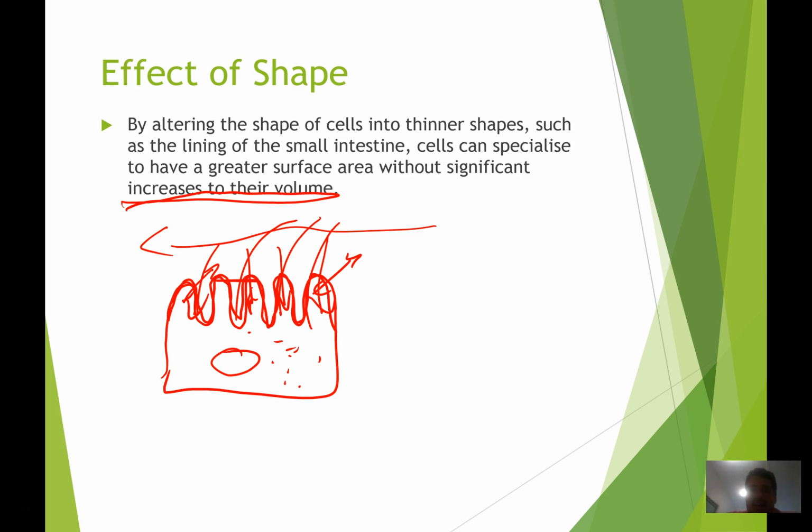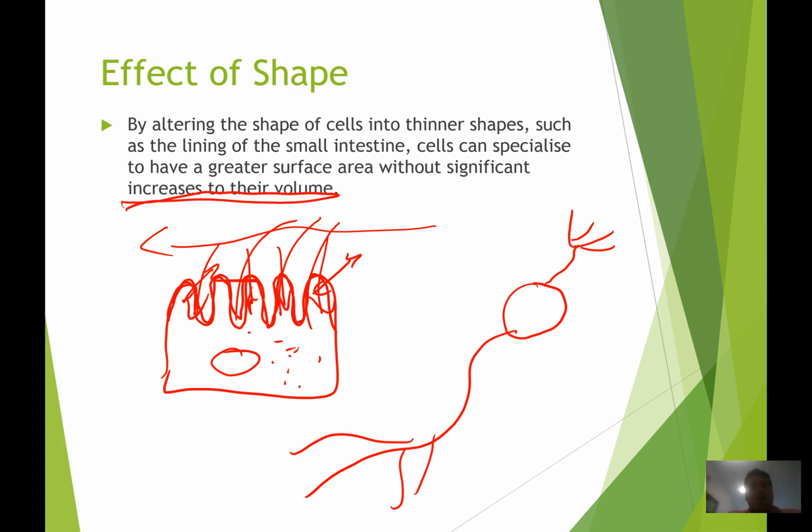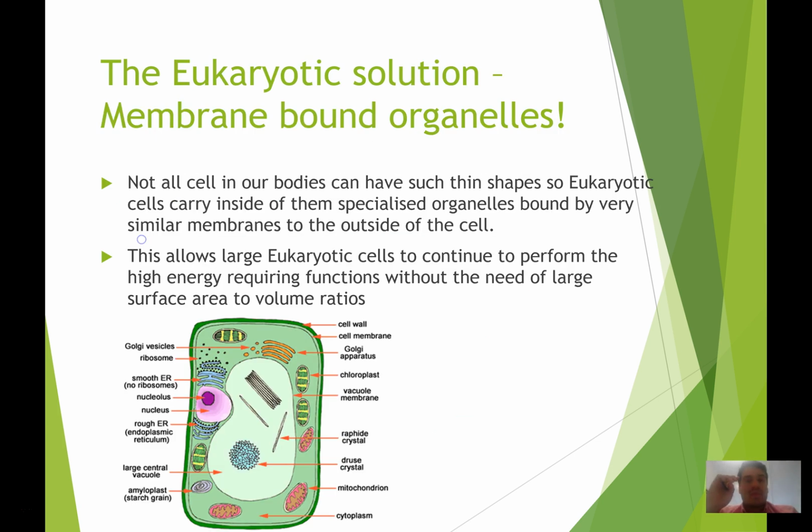Another example of this kind of cell is your neurons. What do your neurons sort of look like? Nothing like this, but Mr. Mellor can't draw. But your neurons look a bit like this, and they've got long, long structures, increasing their surface areas without increasing their volume, okay?